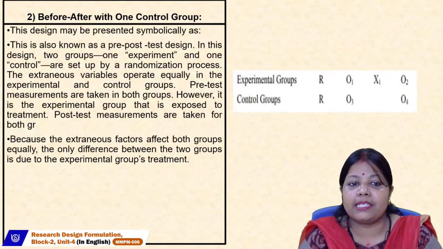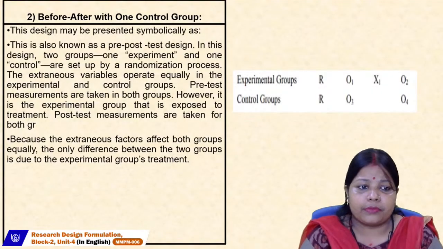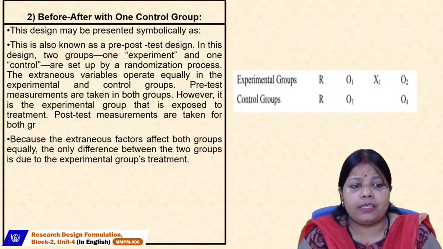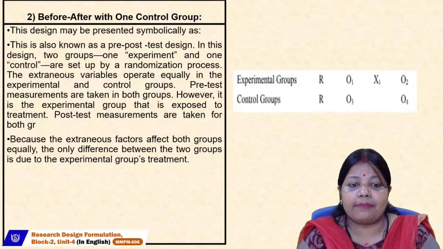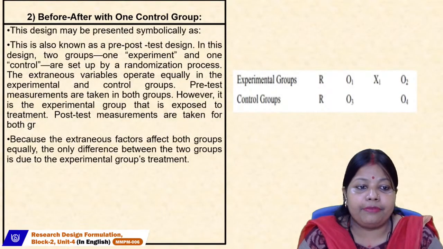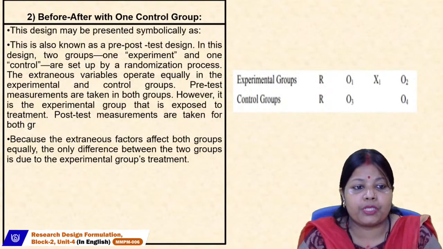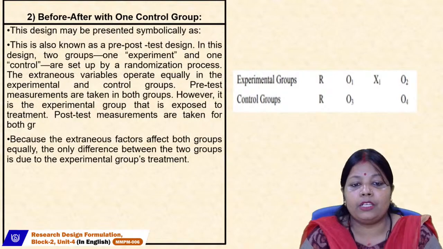Post-test measurements are taken for both the groups. Why have we done it? Because the extraneous factor affects both groups equally, and the only difference between the two groups is due to the experimental group's treatment.